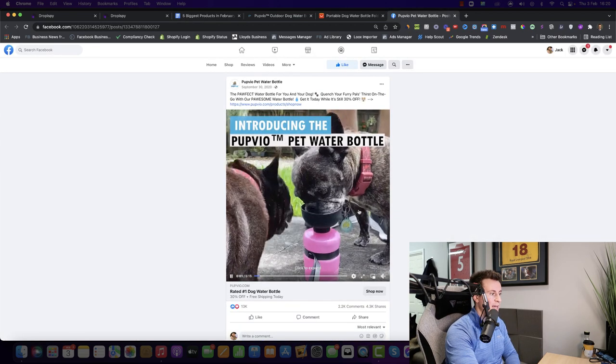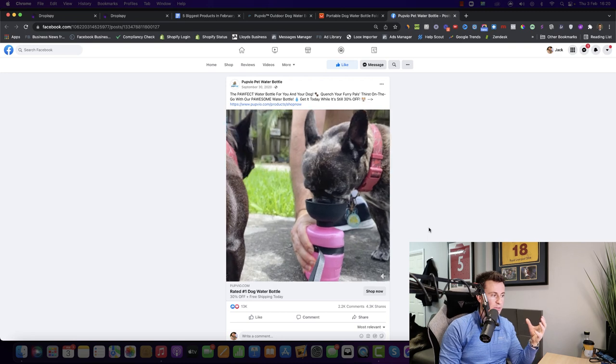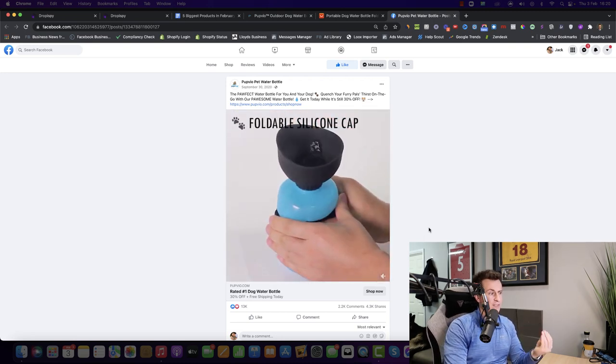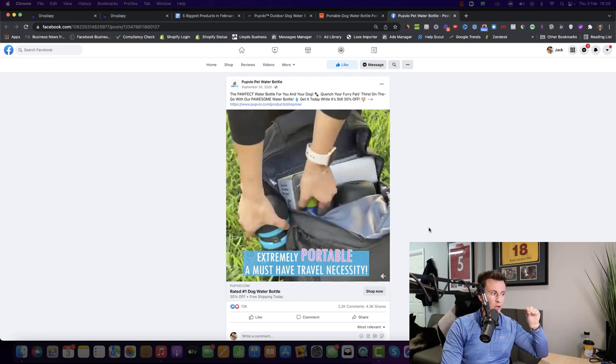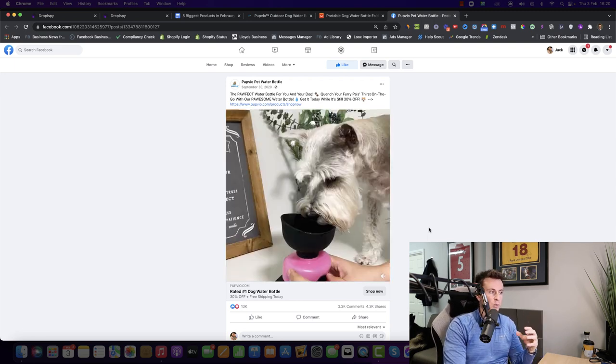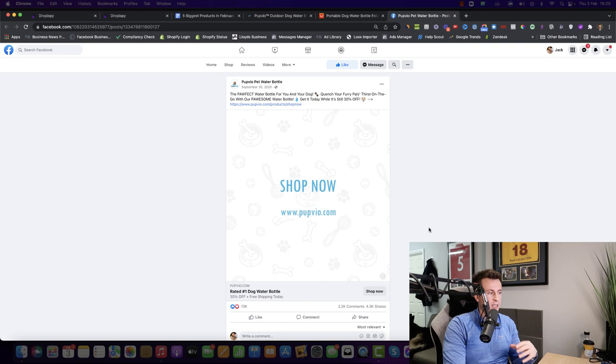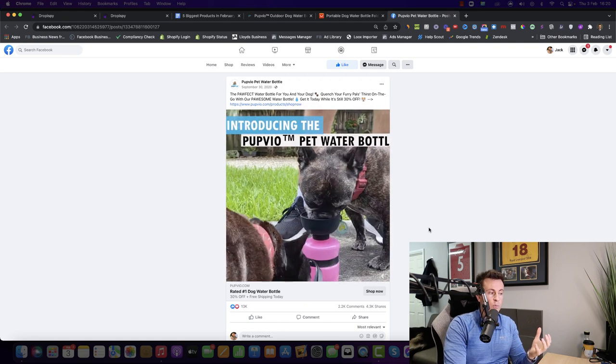So this is the Facebook ad itself. It's essentially a bottle you fill full of water and you squeeze it so the water pops up through the top, and it has a non-return valve in it, so no water gets wasted. You can keep refilling it and obviously you can take it out with you on dog walks.